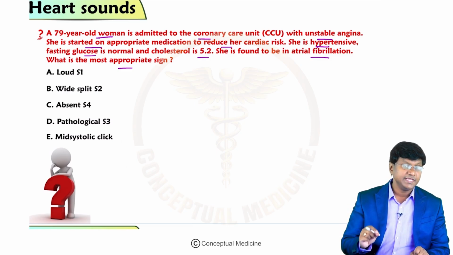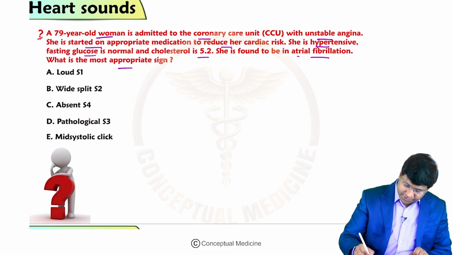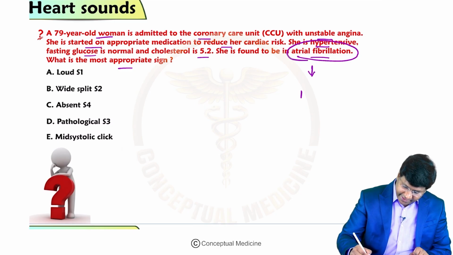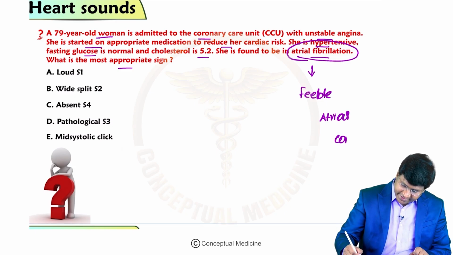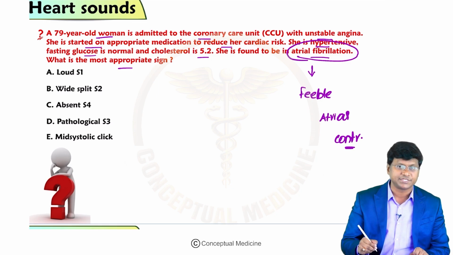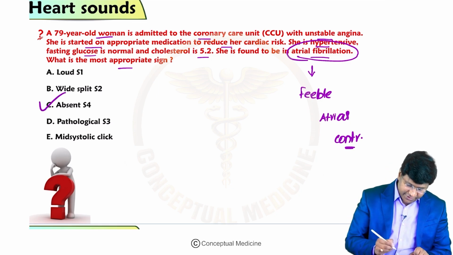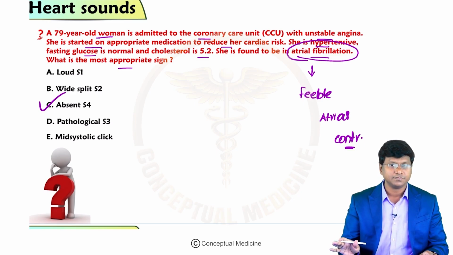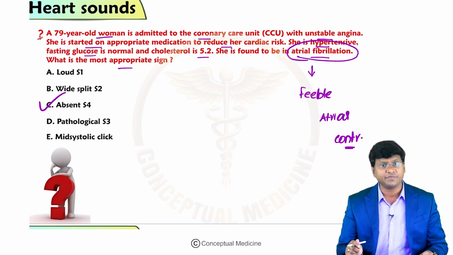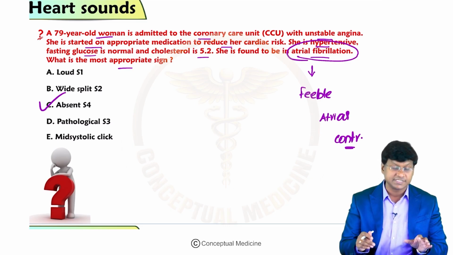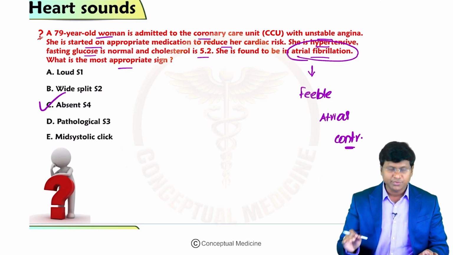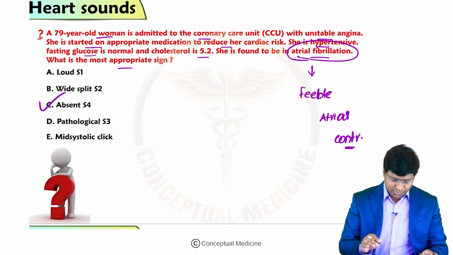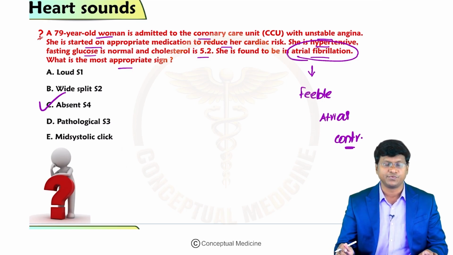So, in patients with atrial fibrillation, there will be a very feeble atrial contraction. So, when there is a feeble atrial contraction, you will not have S4 at all. There will be absent S4. Why? Because the individual is in a state of atrial fibrillation, where you have the feeble contraction of the atria. So thereby there is absent S4.